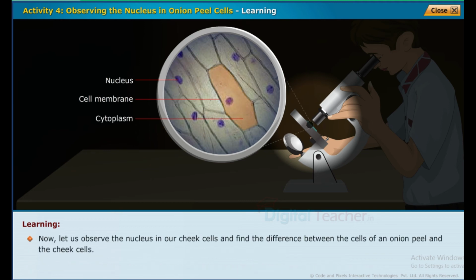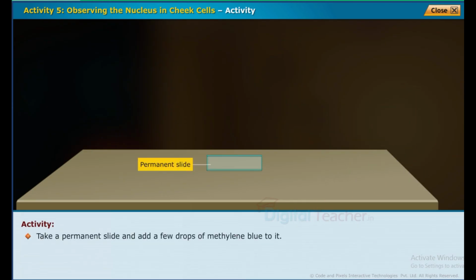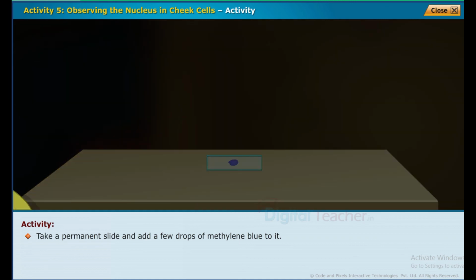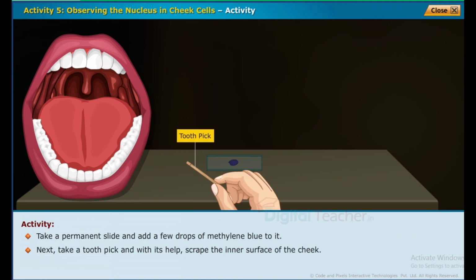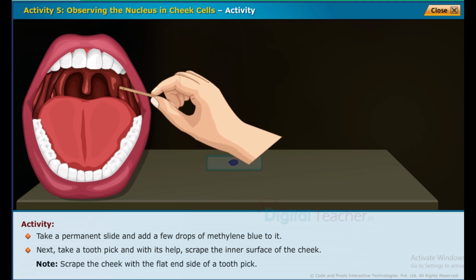Now, let us observe the nucleus in our cheek cells and find the difference between the cells of an onion peel and the cheek cells. Take a permanent slide and add a few drops of methylene blue to it. Next, take a toothpick and with its help, scrape the inner surface of the cheek. Note, scrape the cheek with the flat end side of a toothpick.